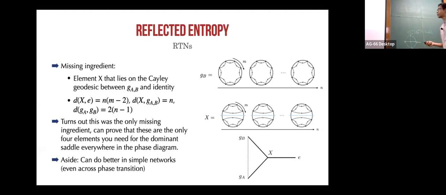We can actually prove, and it's a little bit of an involved proof, and I don't know if I'll even talk about it, but you can ask me about it, that these are the only 4 elements that you need for the dominant saddle everywhere in the phase diagram. You can look at arbitrary points in the phase space, and it's guaranteed that the dominant saddle will always be a configuration which only ever involves domains of these 4 elements. So the missing ingredient was this extra permutation X.